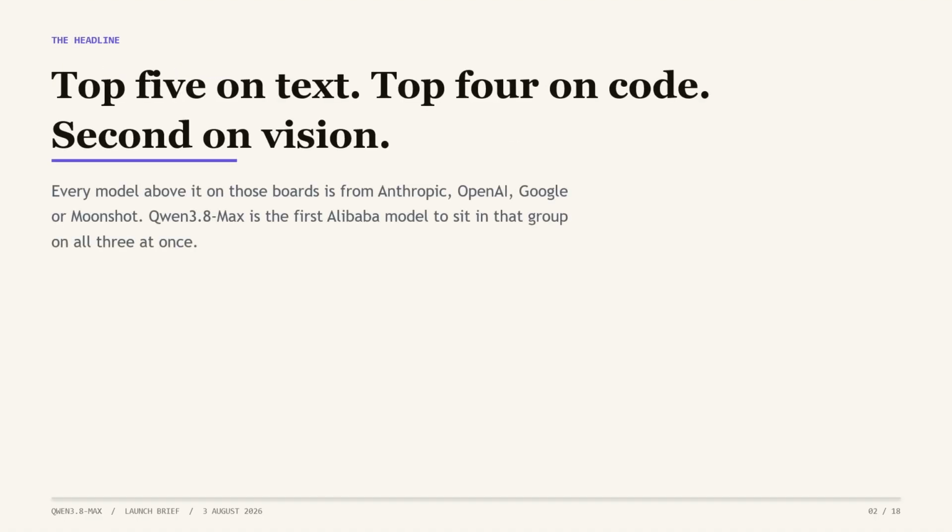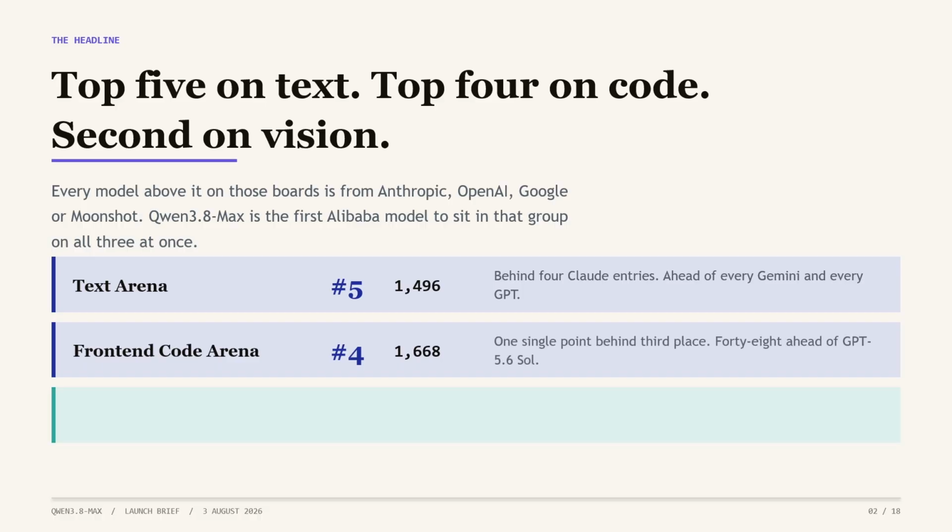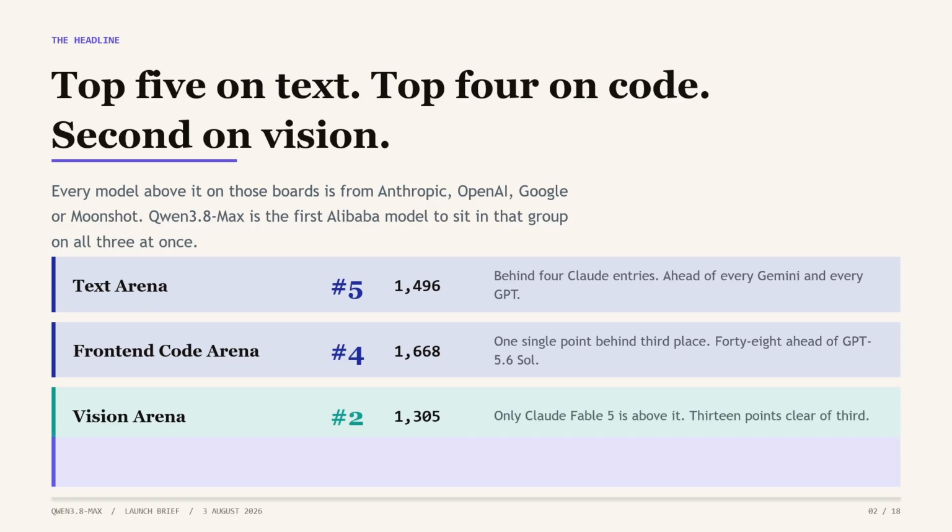Here are the three results side by side. On the text board, it is number 5. On the front end code board, it is number 4. And then on the vision board, it is number 2. Now look at who is above it: Anthropic, OpenAI, Google, and Moonshot.